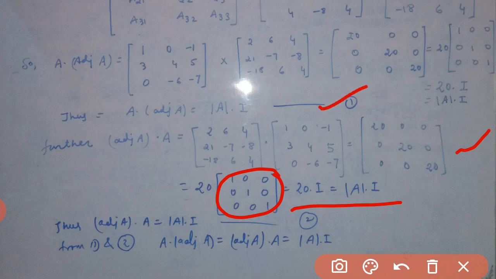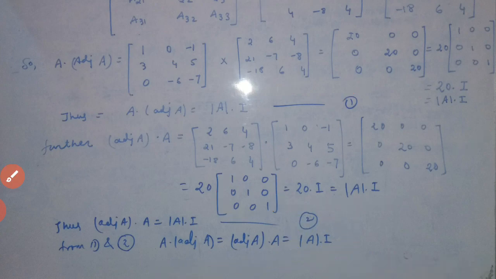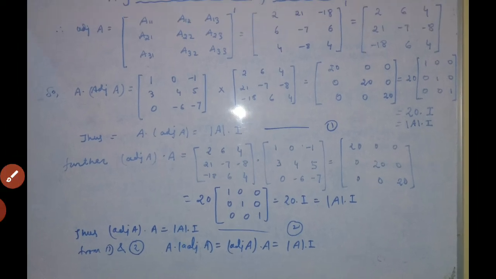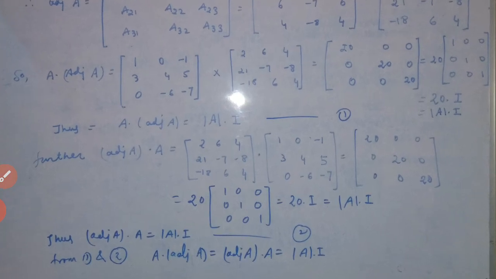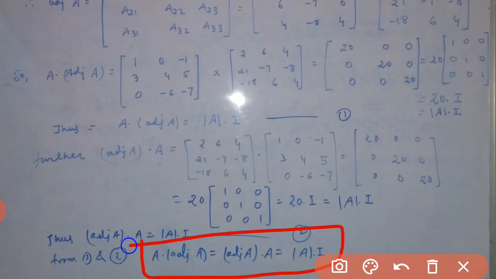So from equation number 1 and this equation number 2, what we get here is A into adjoint of A equals adjoint of A into A, that is equal to determinant of A into I. So in this way we can prove that A into adjoint of A equals adjoint of A into A, and that is equal to determinant of A into I. And this one is very, very important. Questions come in your exams.